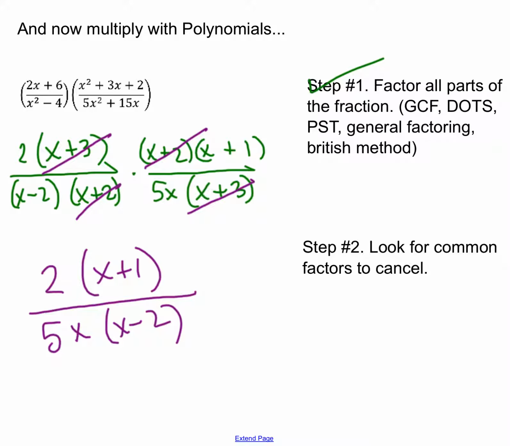It's tempting to cancel some of this stuff, but you can't because 2 has to find another 2, x has to find another single x, plus 1 is a whole unit, and there's no other x plus 1. So that's going to be my final answer.